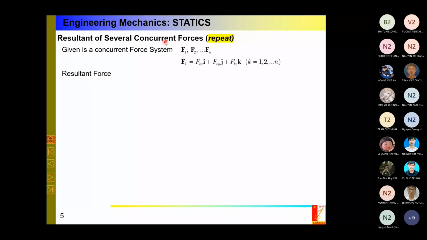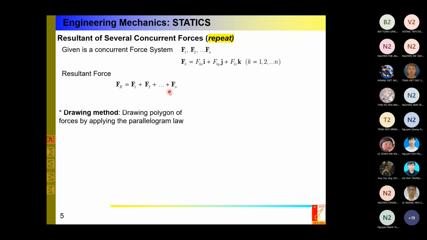For example, I have many forces F1, F2, Fn, and they are concurrent. Later we'll extend this to other arbitrary forces. All forces are represented in the Cartesian coordinate system with Fx, Fy, and Fz. The resultant force, FR, can be calculated by taking the summation of all forces. For calculating the summation of all forces, you can use two methods.